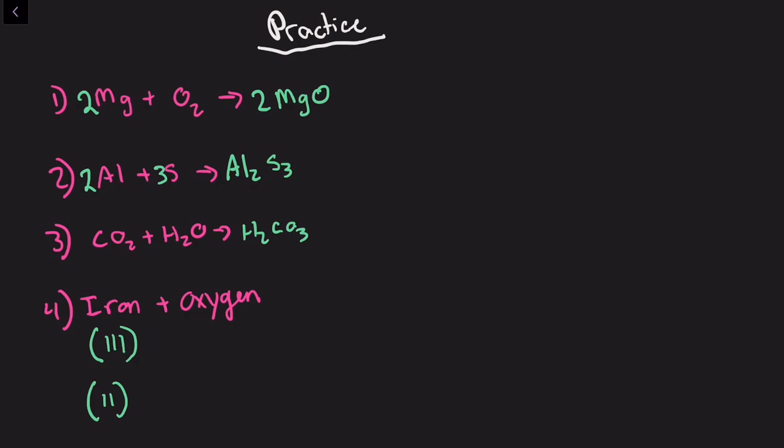So if we were to rewrite it with the iron 3 having a charge of +3, we would have Fe plus our O2, our diatomic element. We would need 4 of our irons and 3 oxygens, giving us a product of 2 Fe2O3.